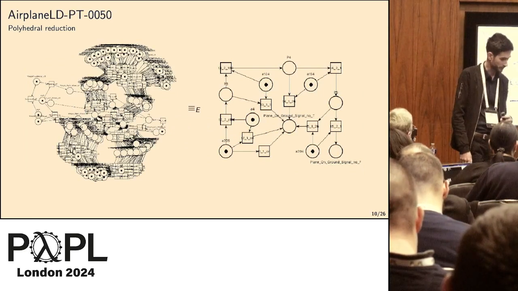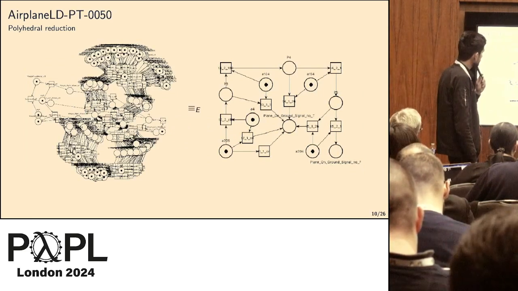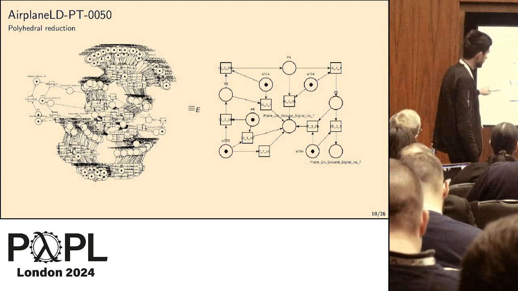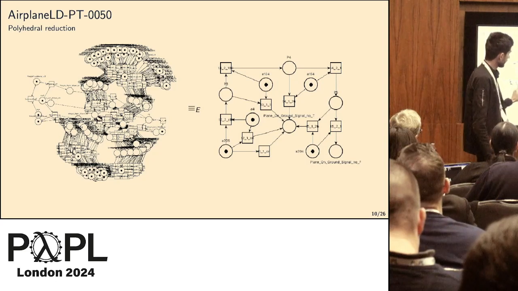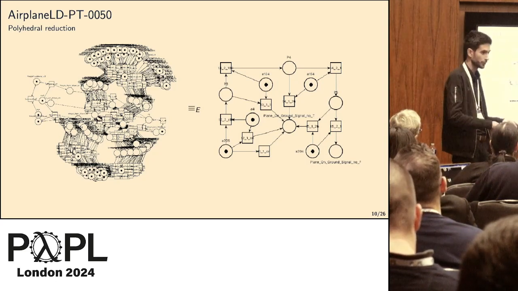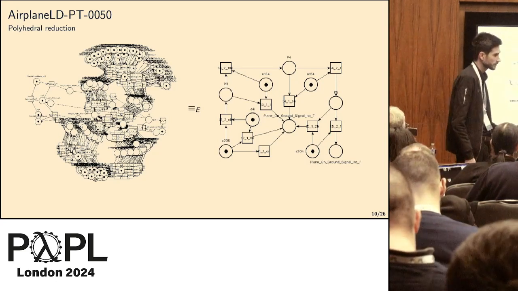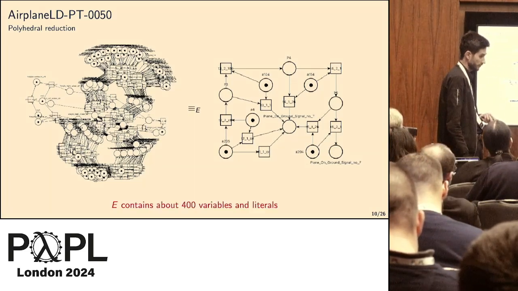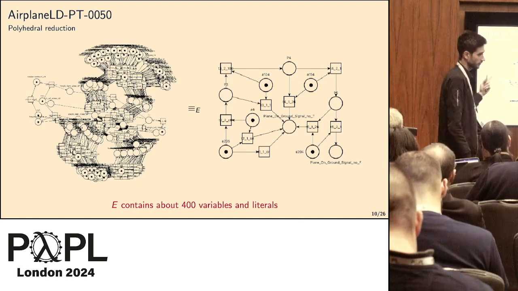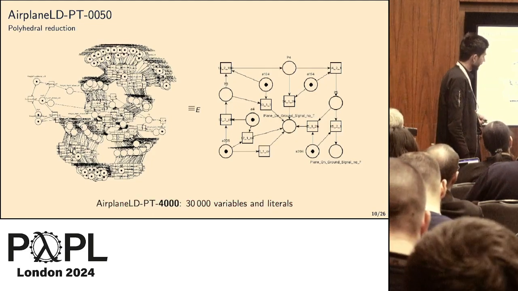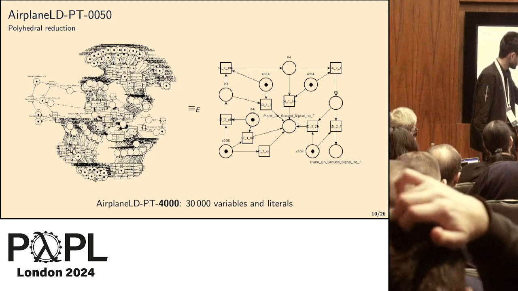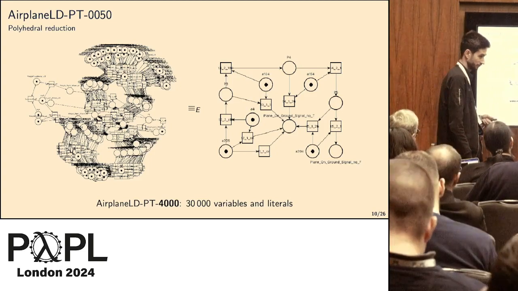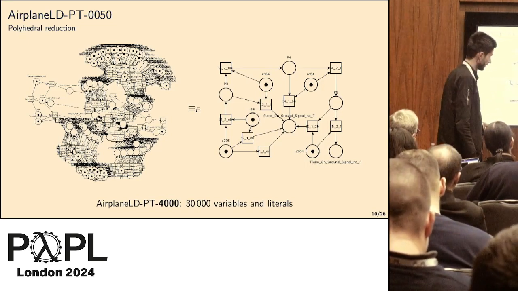So here you have another example. It's a model that represents a landing gear of an airplane. The net is quite big, and we can reduce this net using some structural reductions, the net on the right, and we obtain a linear predicate that contains about 400 variables and literals. But there is another version of this net, with a linear predicate that contains 30,000 variables and literals, because the initial net is quite big.